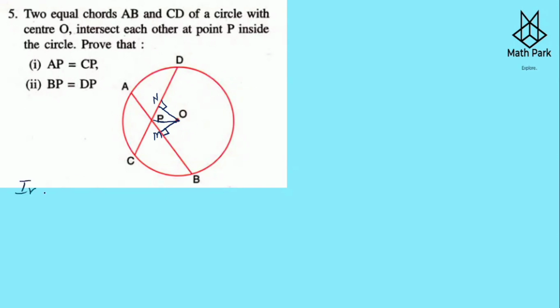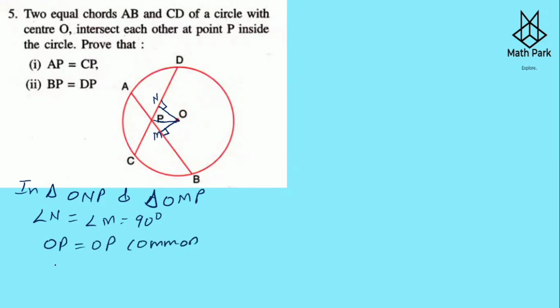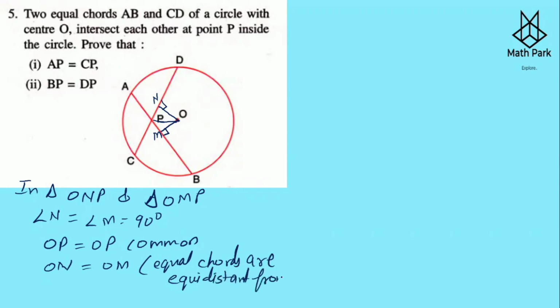So in triangle ONP and triangle OMP, you have angle N is equal to angle M is equal to 90 degrees by our construction. Then you have OP is equal to OP, common. And ON is equal to OM. Why? Because equal chords are equidistant from the center. So this is how we prove these triangles congruent, and therefore triangle ONP is congruent to triangle OMP by RHS, and therefore PN is equal to PM by CPCT.